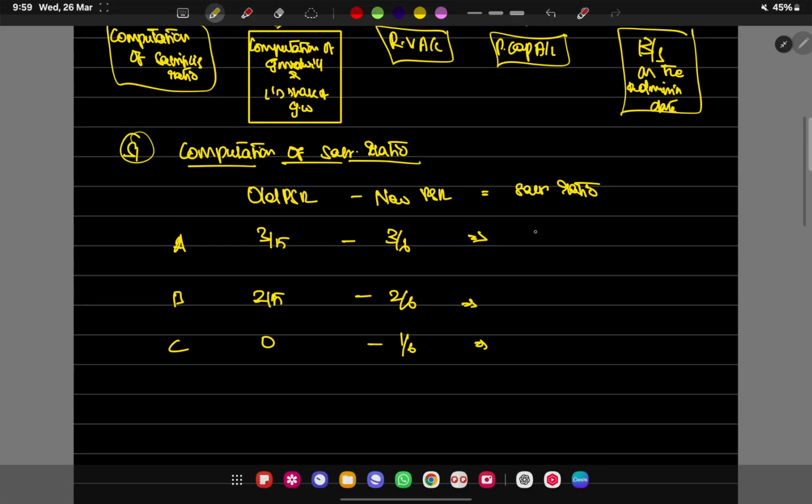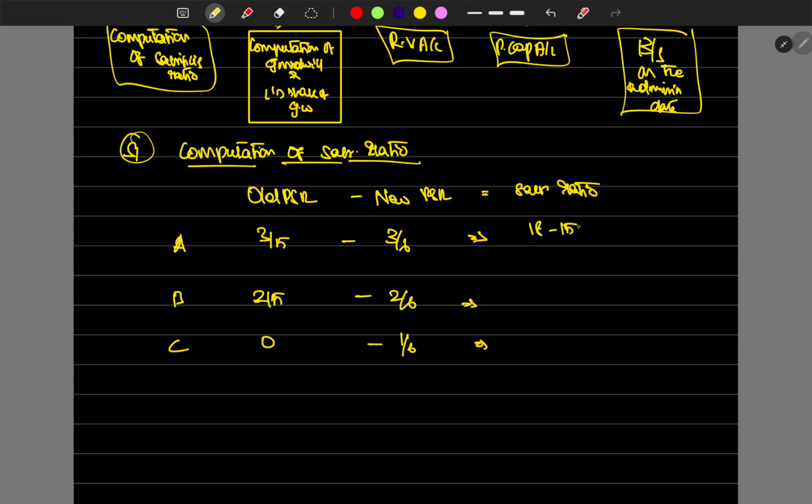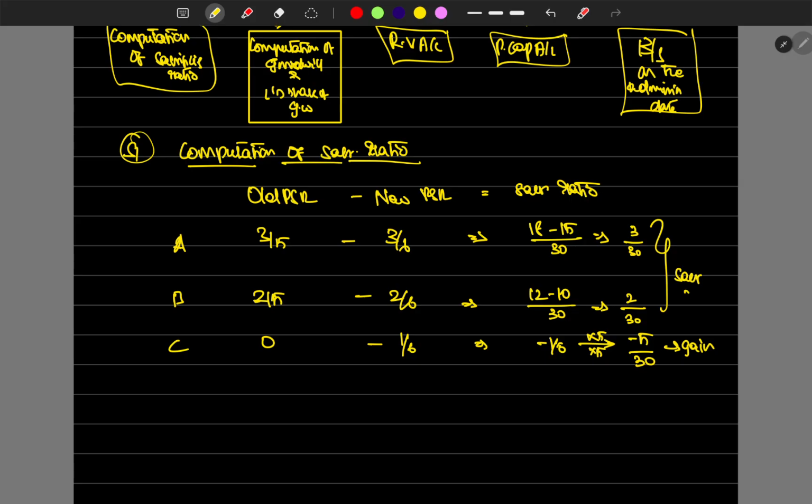Let's do the LCM. 3 into 6 is 18, 5 into 3 is 15, so the denominator is 30. 6 into 2 is 12, 5 into 2 is 10, over 30, minus 1/6. So 3/30, 2/30. Then we multiply this by 5, minus 5/30. They are sacrificing, he is gaining. What's the sacrificing ratio? 3:2, right? So we found out the sacrificing ratio.